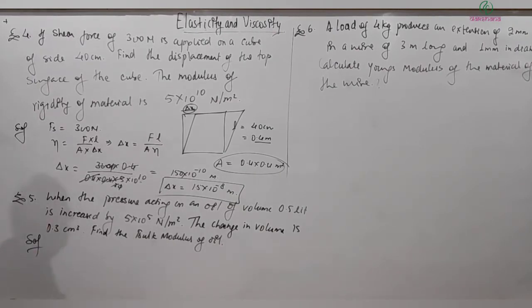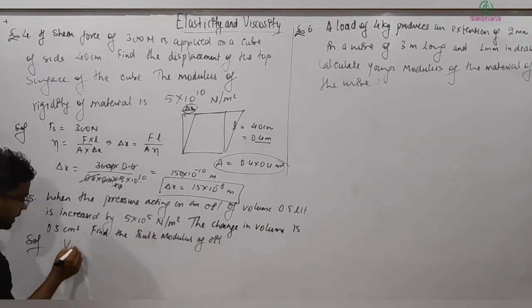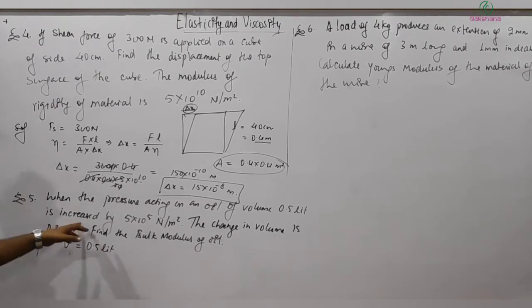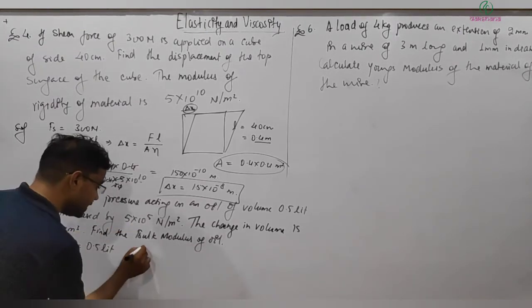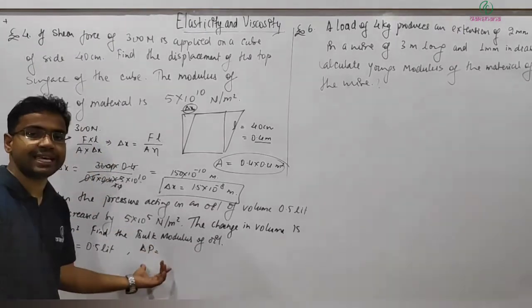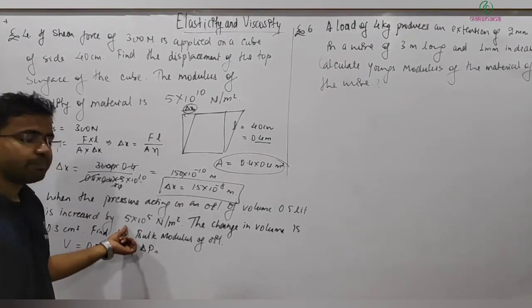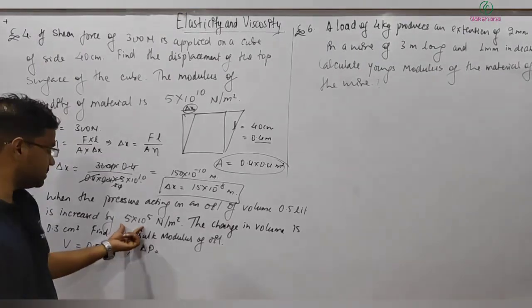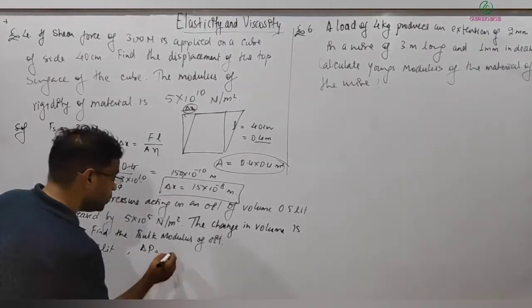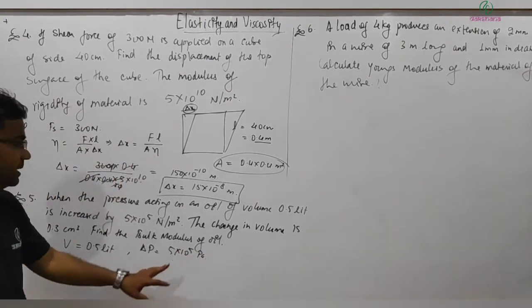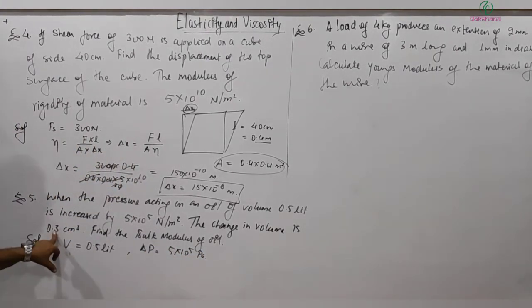So when the pressure acting on an oil of volume, so the volume of the oil is given as 0.5 liter, and is increased by this. So now you can see here delta P, that means it's talking about bulk stress, and here the pressure has changed, increased by this much amount, so directly delta P is given to you. So it's 5 into 10 to the power 5 Pascal. Delta P, the change in volume is 0.3 centimeter cube.